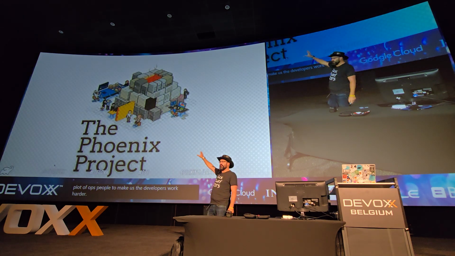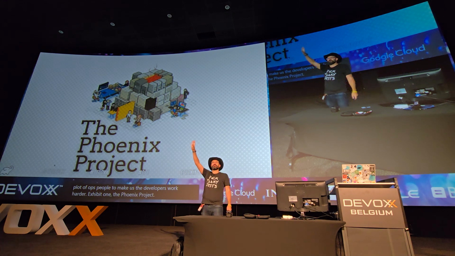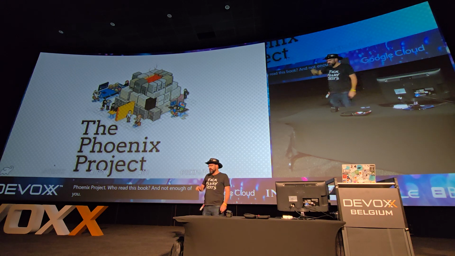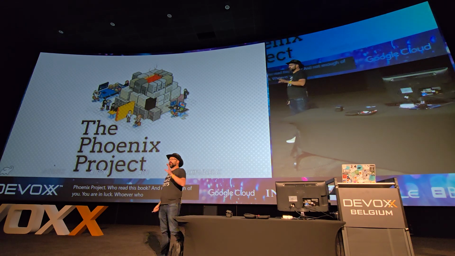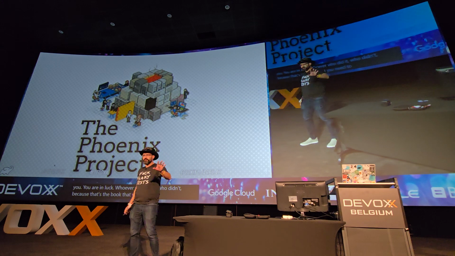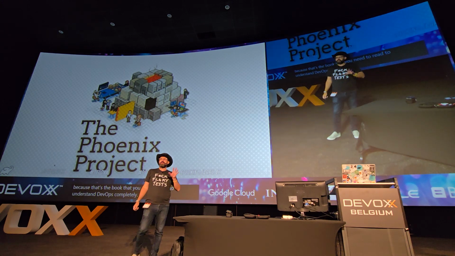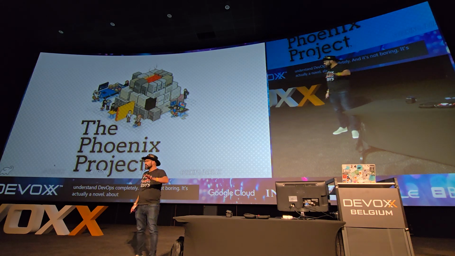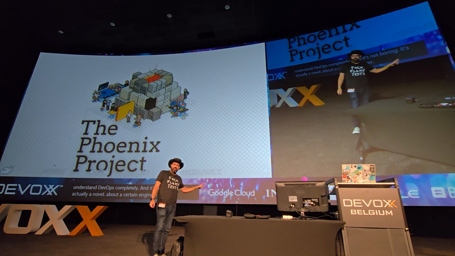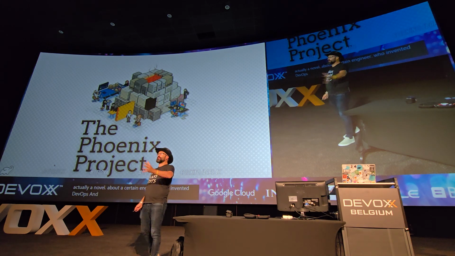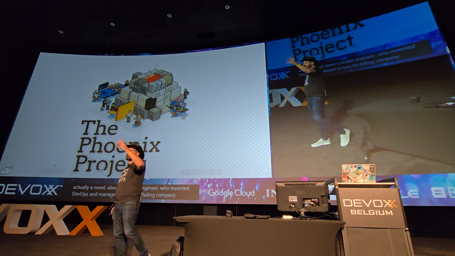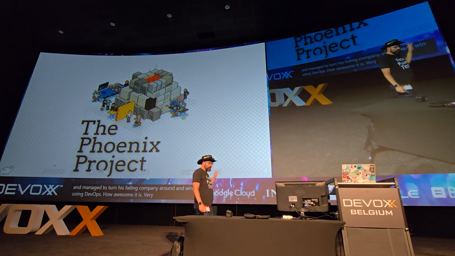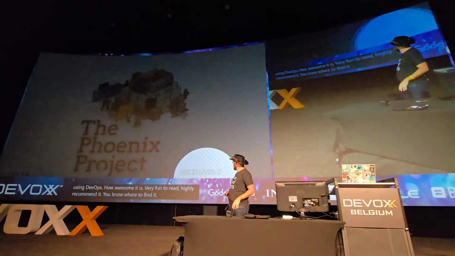Exhibit 1, The Phoenix Project. Who read this book? Not enough of you. You are in luck, whether you did or didn't, because that's the book that you need to read to understand DevOps completely. And it's not boring, it's actually a novel about a certain engineer who invented DevOps and managed to turn his failing company around and win using DevOps. How awesome is that? Very fun to read, highly recommend it. You know where to find it, the link to it is right here.